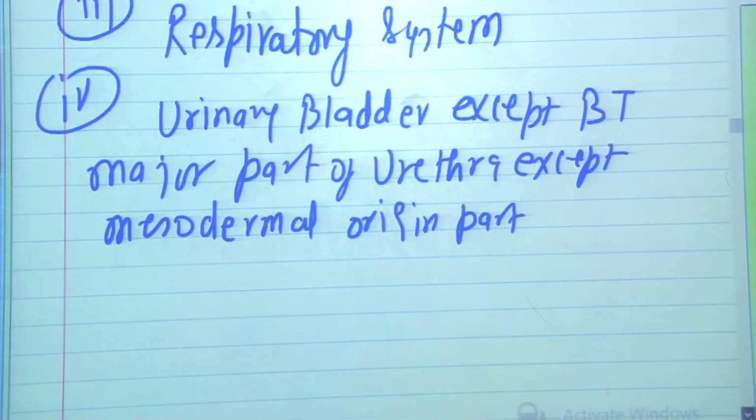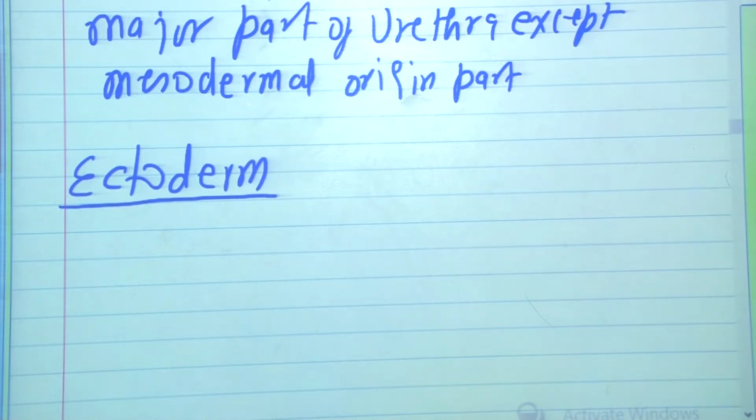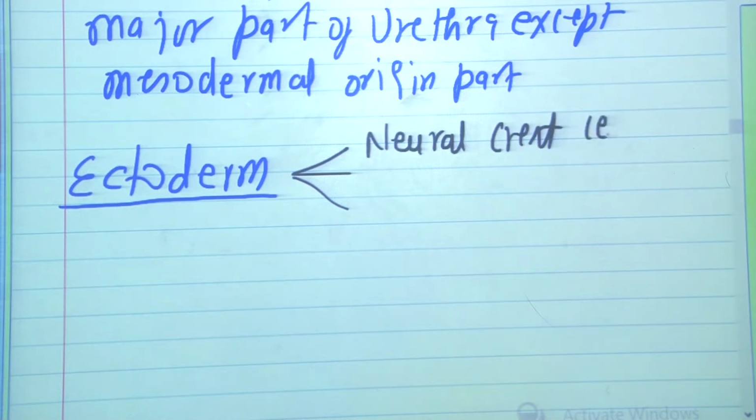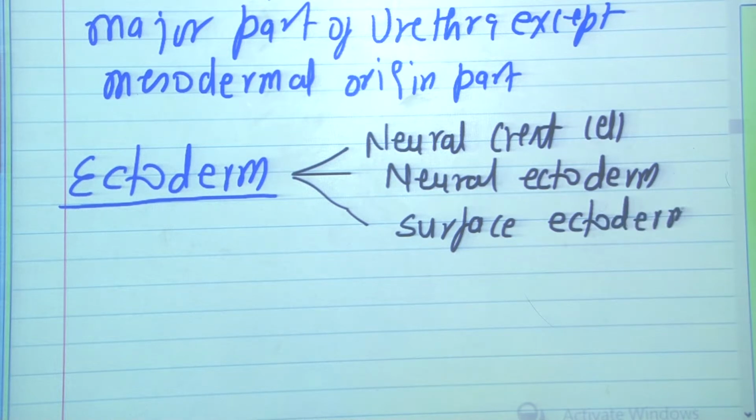Now, the last germ layer is the ectoderm. What important structures in our body are derivatives of ectoderm? First important point, ectoderm is divided or rearranged into three parts. Number one, neural crest cells. Number two, neural ectoderm, and third is the surface ectoderm. So, we begin with the neural crest cells.